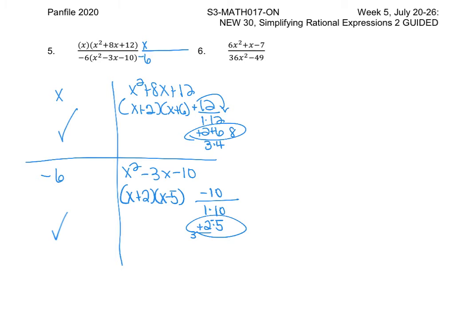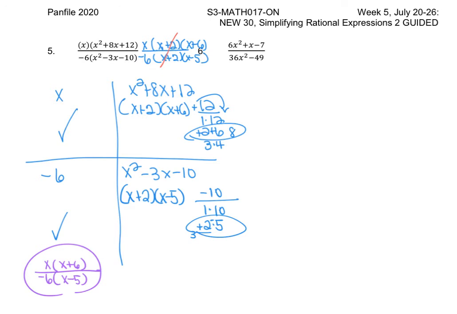So now if I place those, on the top I have x plus 2, x plus 6. On the bottom I have negative 6, x plus 2, x minus 5. The only thing that cancels out for us is the x plus 2's. So my final answer here is x times x plus 6 on top divided by negative 6 times x minus 5 on the bottom. Some of them are going to look better than others. There's nothing wrong with that.